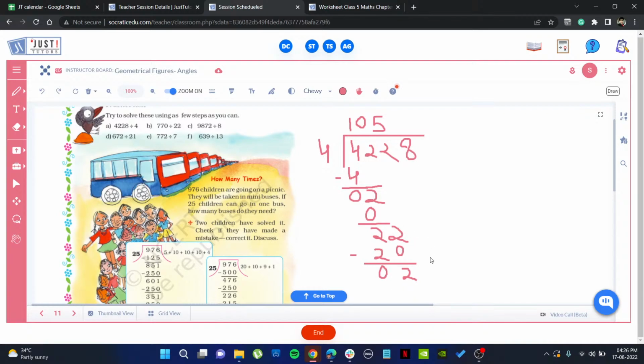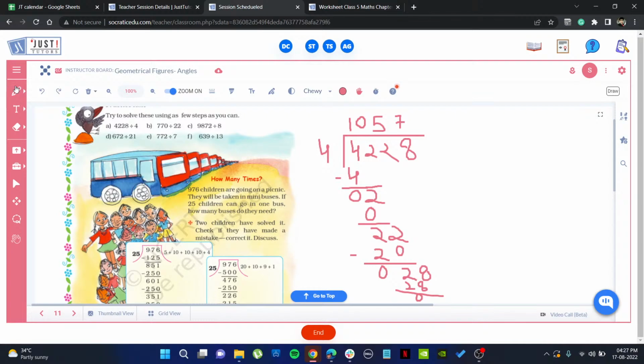Now we need to bring this down 8. It means that we have to divide 28. And to get 28, we should times 4 by 7. So 4 times 7 gives us 28. So 28 take away 28 gives us 0. So our answer for this question is 1057. 1057 is the answer for question A.